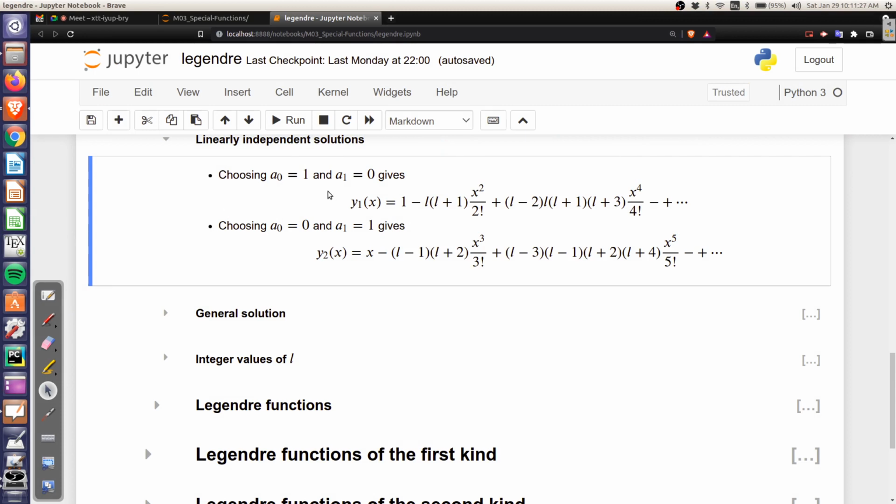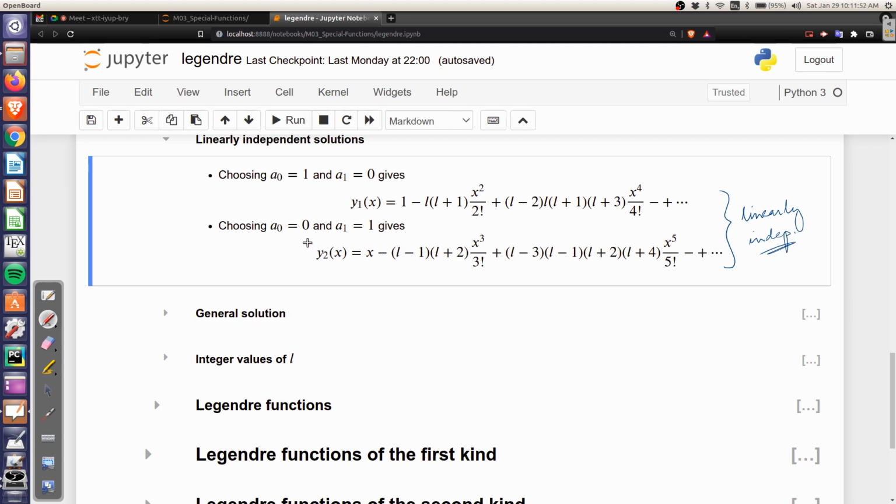All right. The first one that we got, we call it y1, and the second one we call it y2. And you can see that y1 and y2 are linearly independent. Can you see the linear independence of y1 and y2?